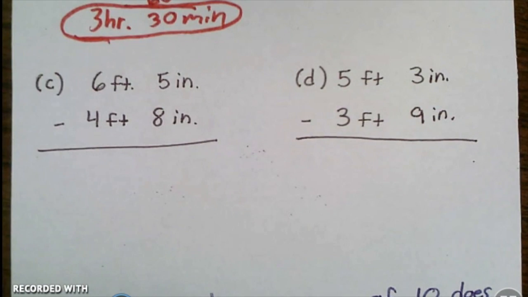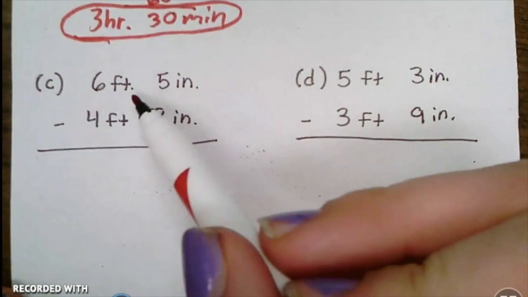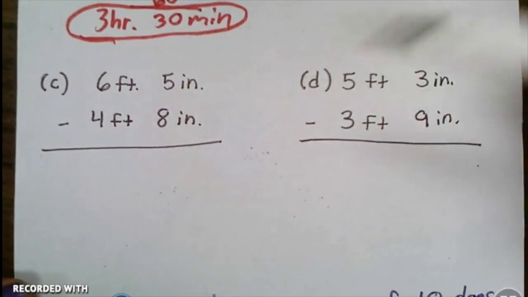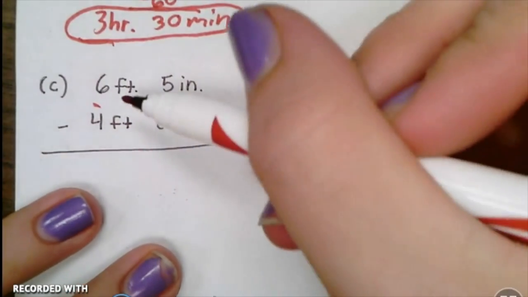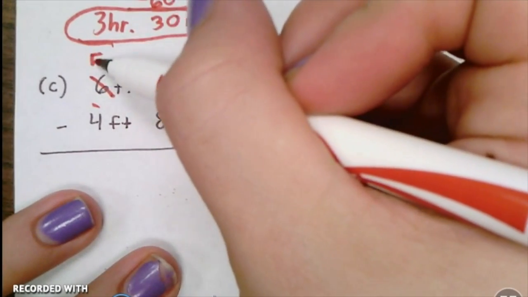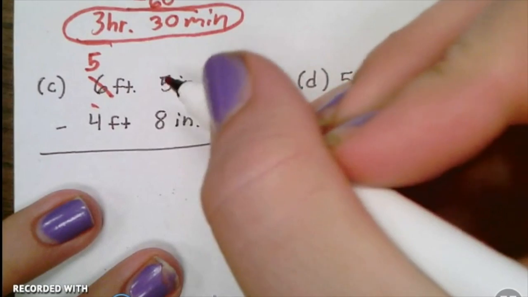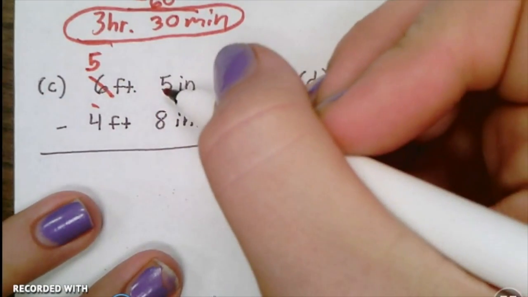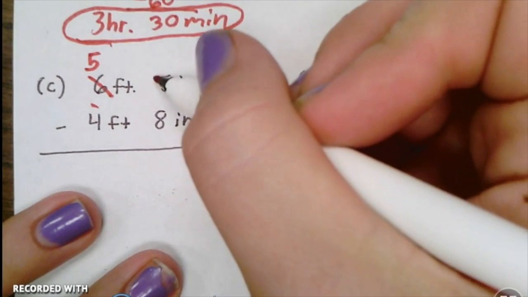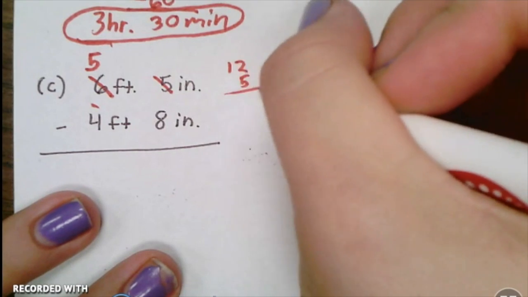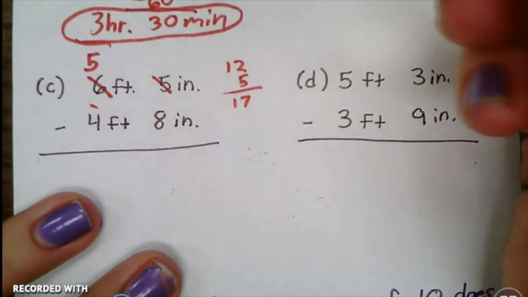Our next example is feet and inches. So this says 6 feet 5 inches minus 4 feet 8 inches. All right, well here I can't do 5 minus 8, so I'm going to need to steal a foot over here. Instead of 6 feet, I'm going to have 5 feet, and now I'm going to need to add, how many inches is a foot? 12. I'm going to need to add 12 to this 5. So the 5 inches is going to become instead 12 plus 5, which is 17.